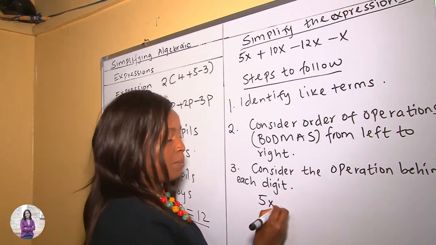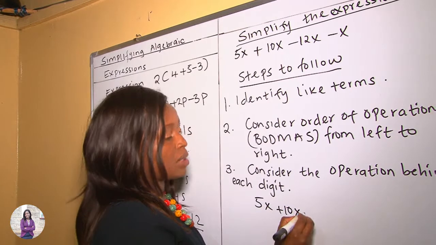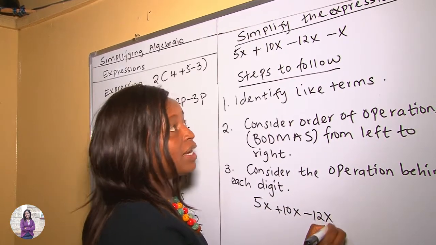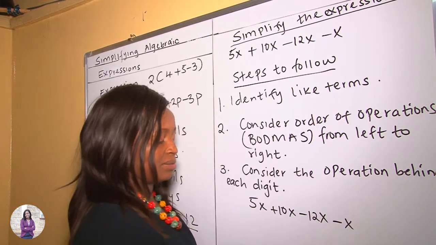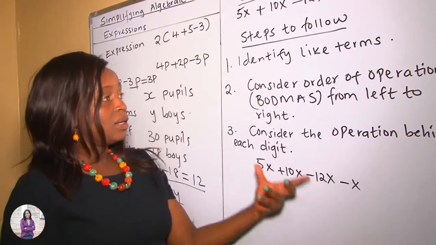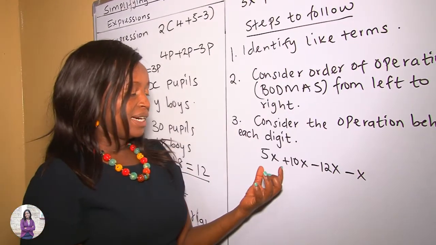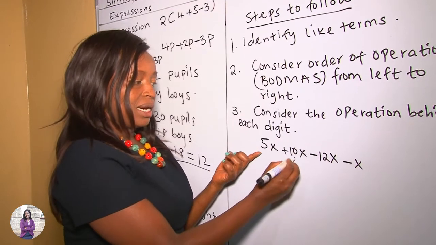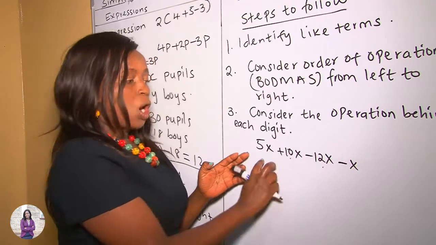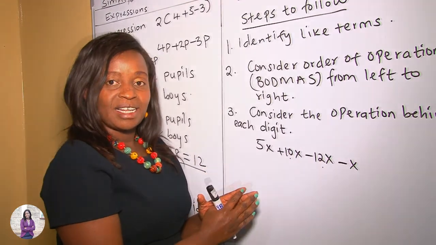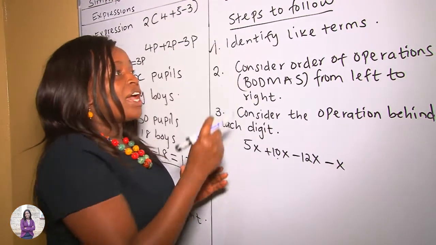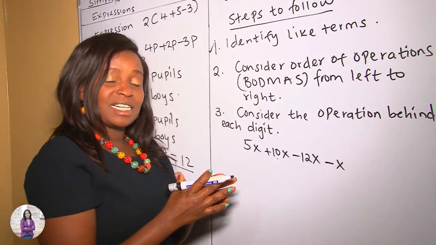5x plus 10x minus 12x, take away x. As you can see, we identify like terms. These are terms, these are terms, this is another term. All the terms are alike. We are done with step 1. We have identified the like terms.